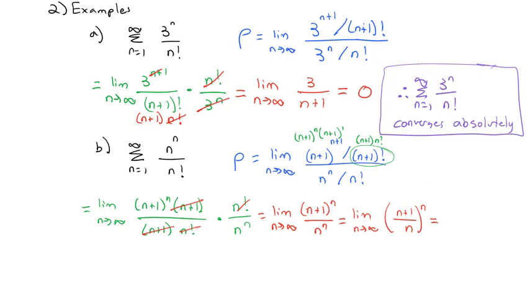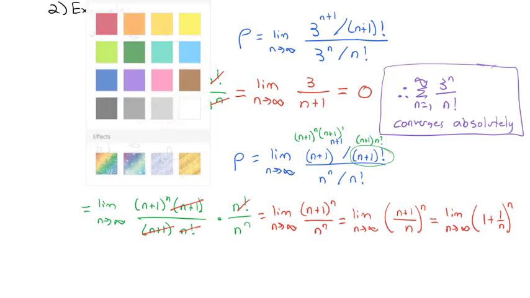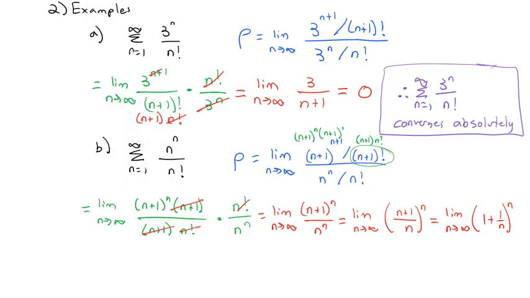which is equal to the limit as n goes to infinity. If I divide both terms by n, we get 1 plus 1 over n raised to the n power. But this guy, the limit as n goes to infinity of 1 plus 1 over n to the n power, should look familiar. Way back when we talked about limits, we found out that the limit as n goes to infinity of 1 plus 1 over n to the n power goes to e. That's one way that we can define e, is that limit right there.